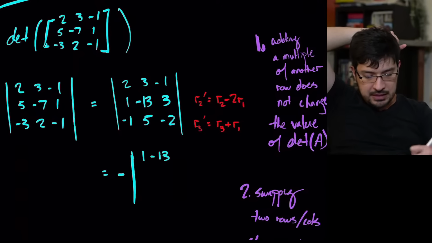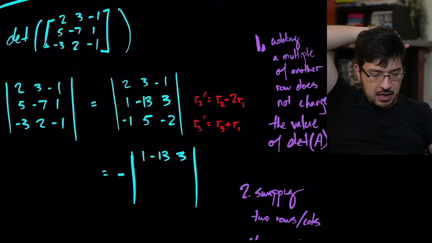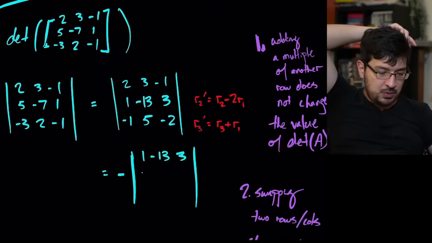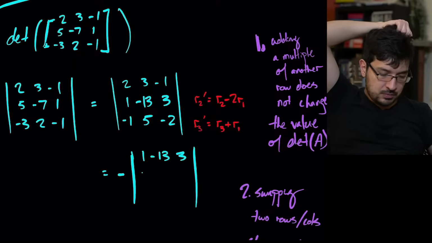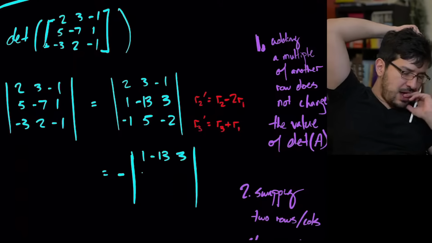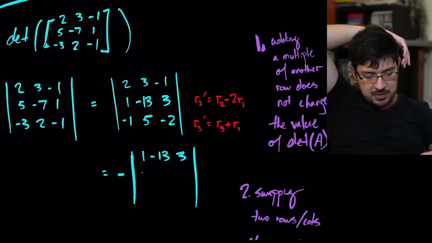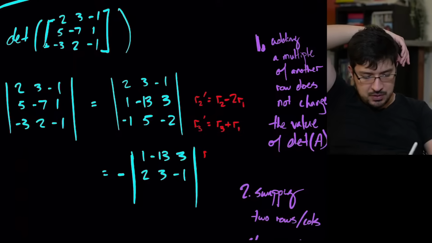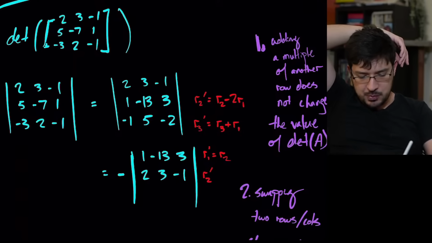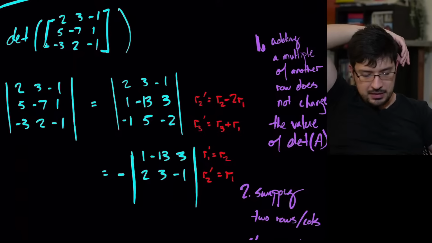1, -13, 3, and 2. Why do I want to do that? I like having a 1 in the top. I don't know, I just do. And then, yeah, so let's just complete this thought. 2, 3, -1. So I changed row 1, the new row 1, I replaced with row 2, and the new row 2 was row 1.